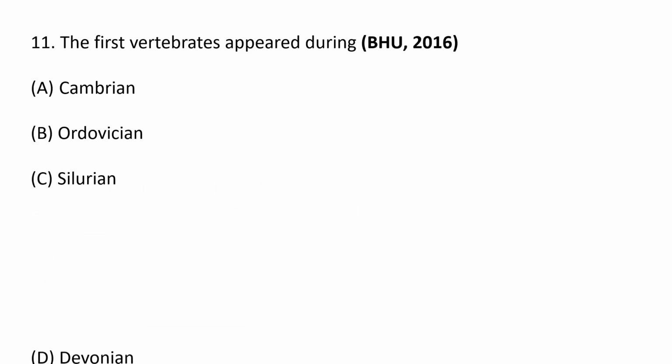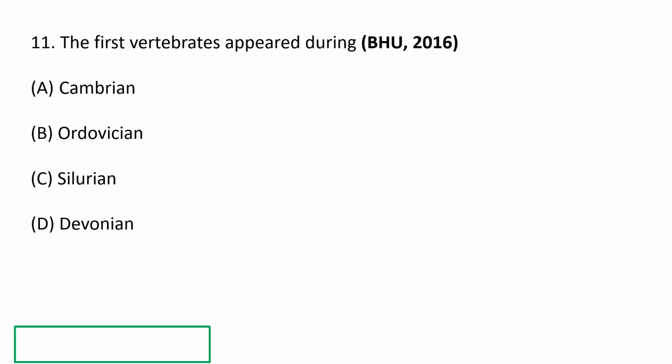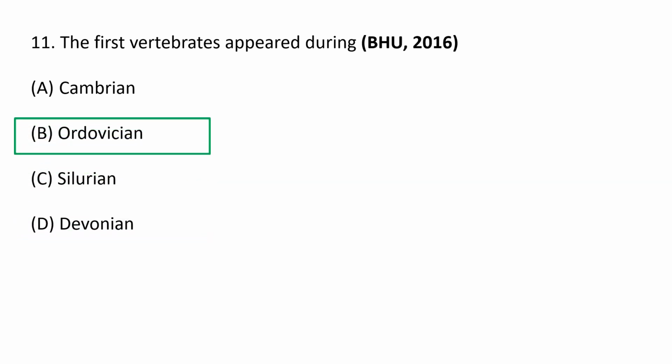Next question. The first vertebrates appeared during A, Cambrian, B, Ordovician, C, Silurian, and D, Devonian. So the correct option is the first vertebrates have appeared during the Ordovician period. The Ordovician period lasted almost 45 million years, beginning 488.3 million years ago and ending 443.7 million years ago. The Ordovician is best known for its diverse marine invertebrates, including graptolites, trilobites, brachiopods, and the conodonts. These are known as early vertebrates. So the first vertebrates appeared during Ordovician. B is the correct option.